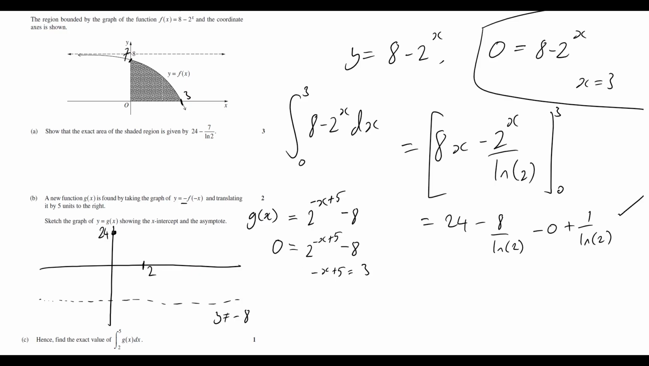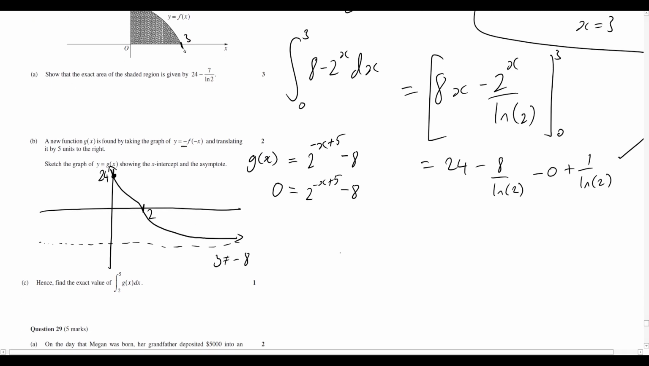And there we go. So now simply connecting these points and continuing our equation through, there we are. And that is our graph of y equals g of x. Okay, so now moving on to part C, our final section here. So hence, find the exact value of the integral from 2 to 5 of g of x dx.